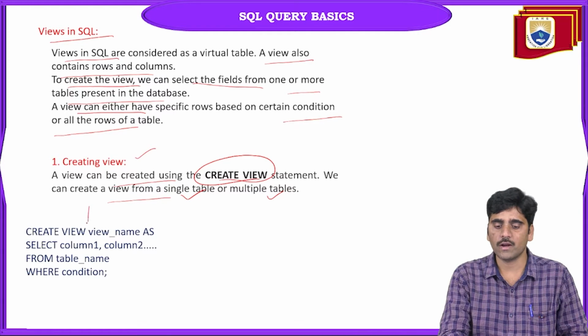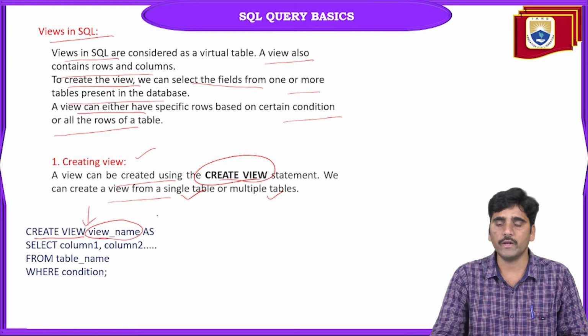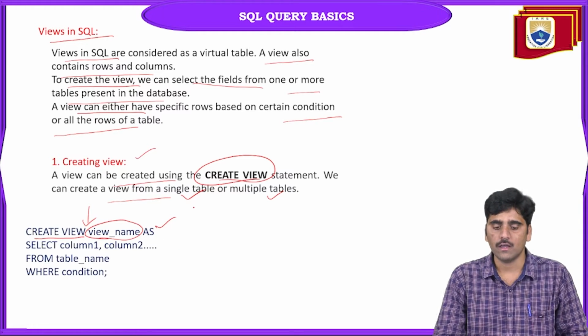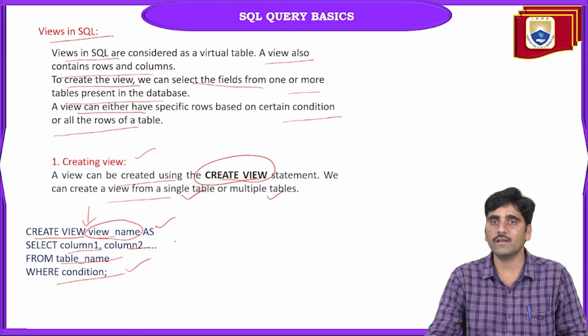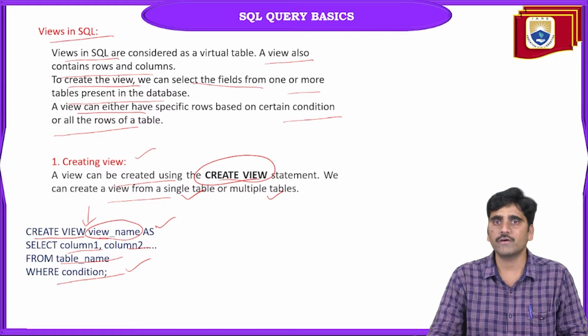The syntax is like this: CREATE VIEW, then the view name, then AS, which is a keyword, then SELECT columns. You select the columns from the table name, where the condition is the basis on which you are going to create the view for the particular tables. You can create a view for one table or for multiple tables. You have to mention all that in this syntax.